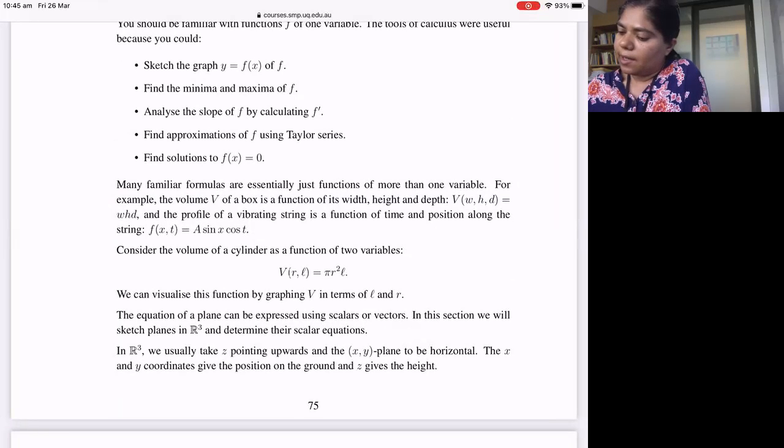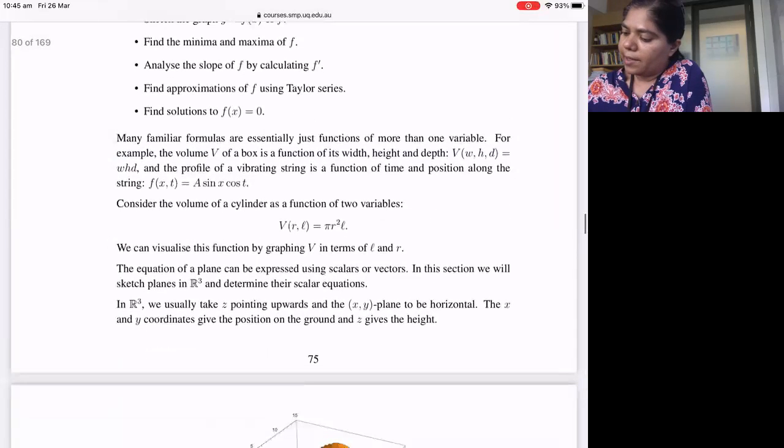You must have come across functions of several variables before. For example, volume, okay? Or a vibrating string, which is a function of time. So the volume is a function of three variables: width, height, and depth. And the vibrating string is a function of two variables, a sin x cos t.